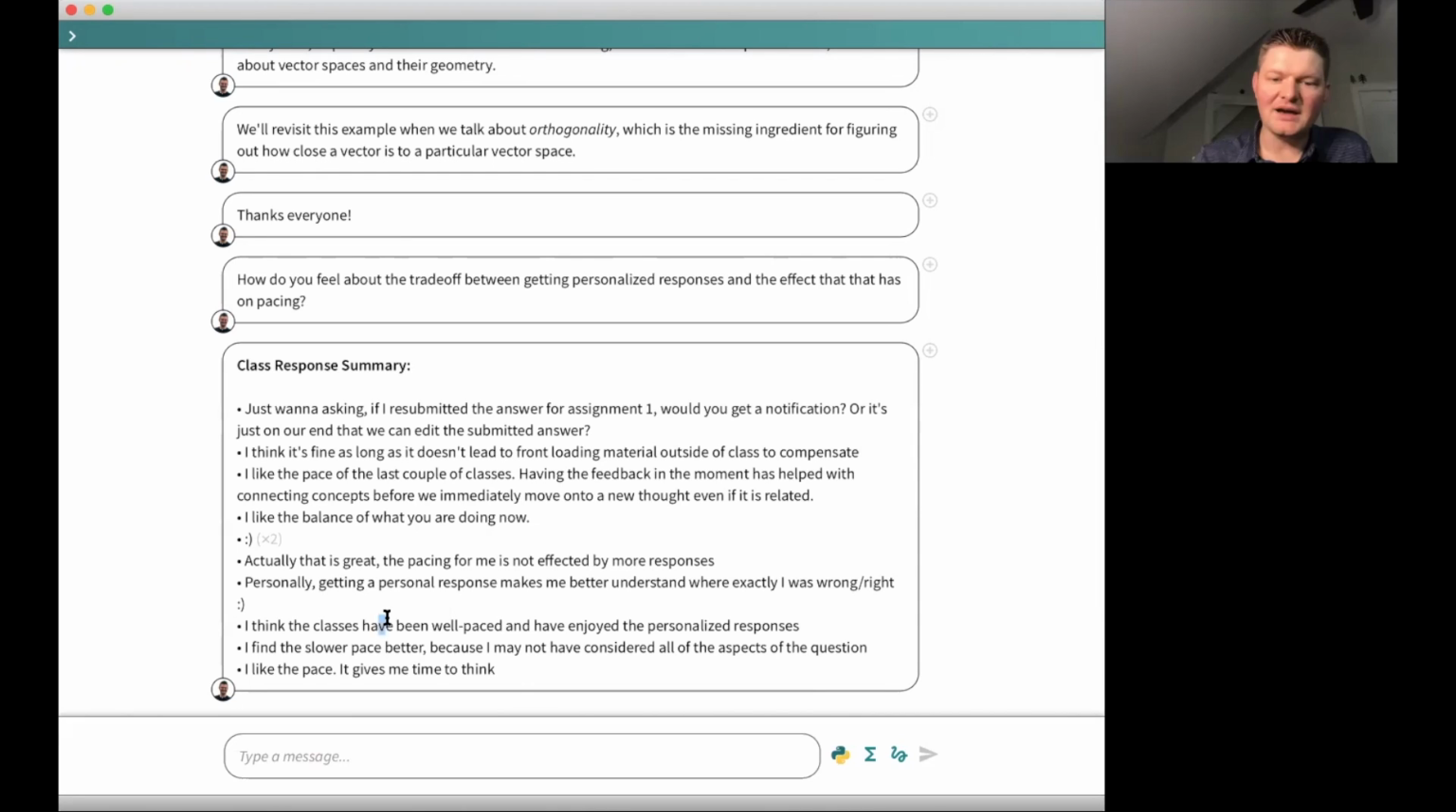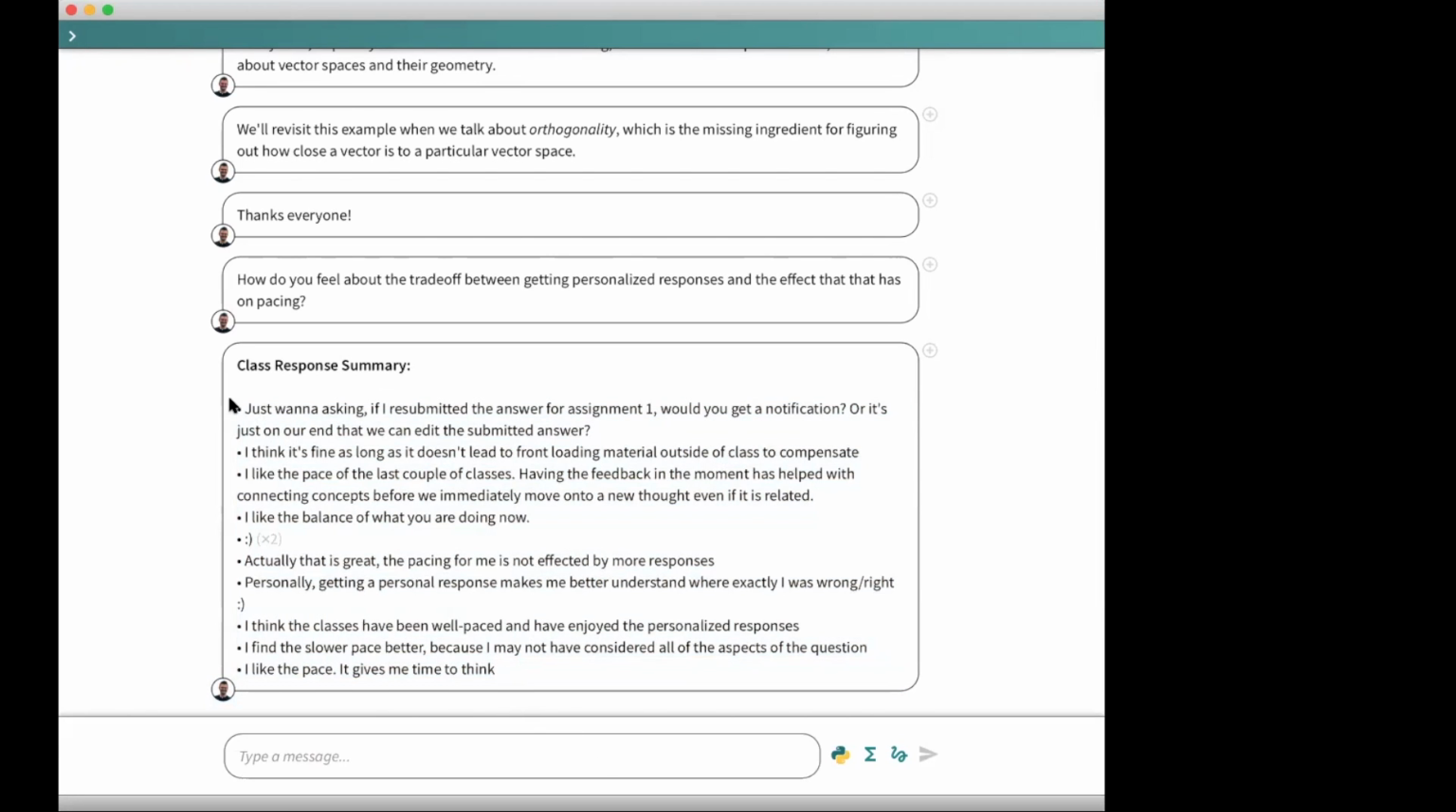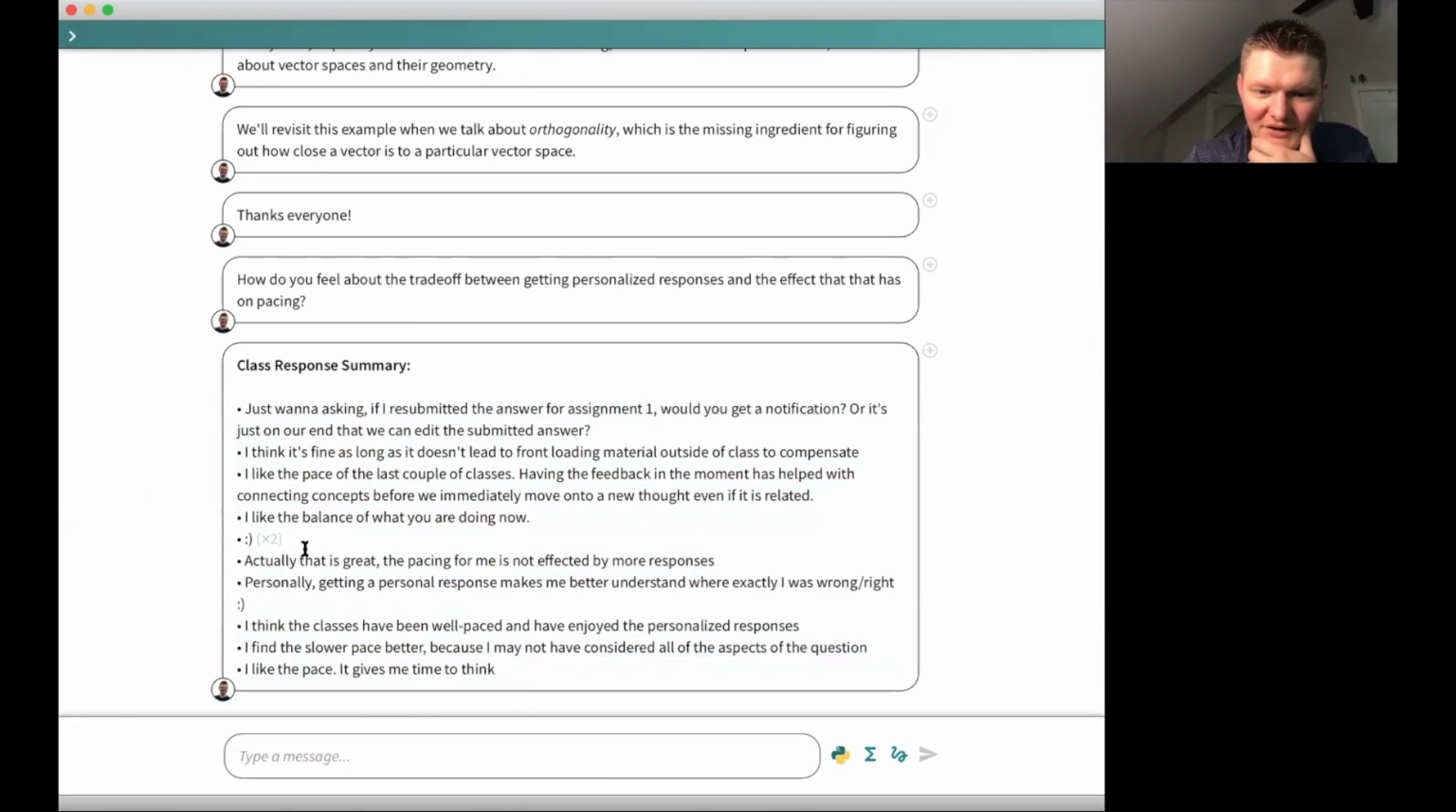But yeah, whether it's a selection bias or not, I want to address the needs and desires of the people who are actually here. And it seems like this pacing works really well. There is this one concern though. Yeah, I think it's fine as long as it doesn't lead to front loading the material outside of class to compensate. That is definitely a thing that I do.